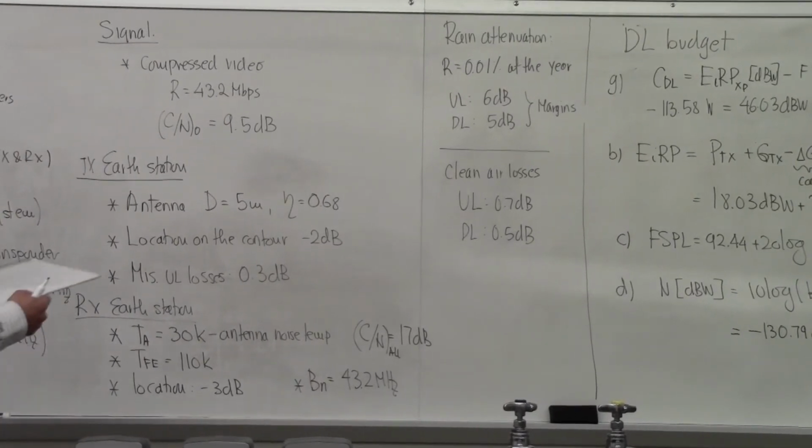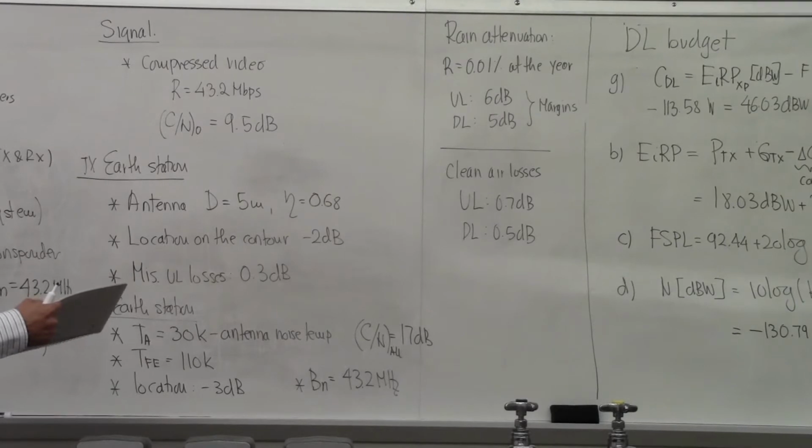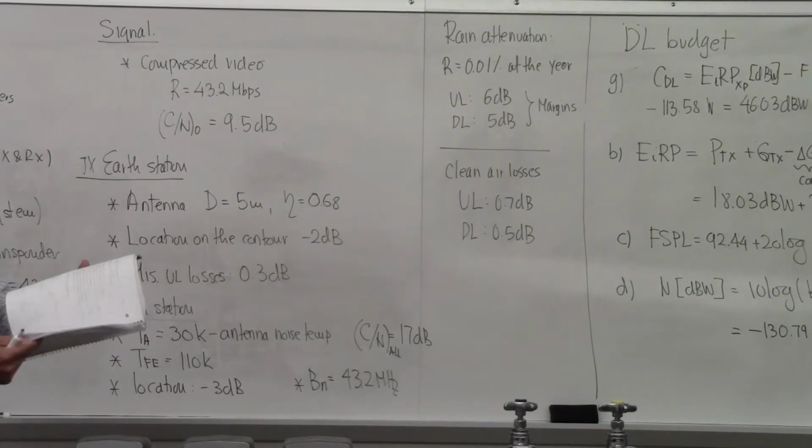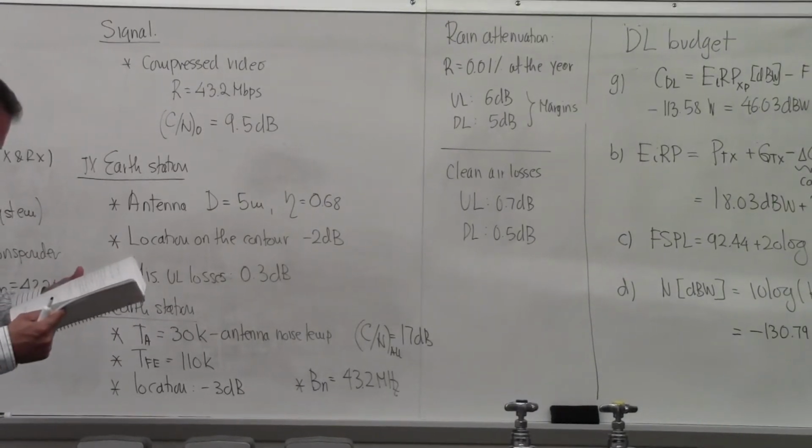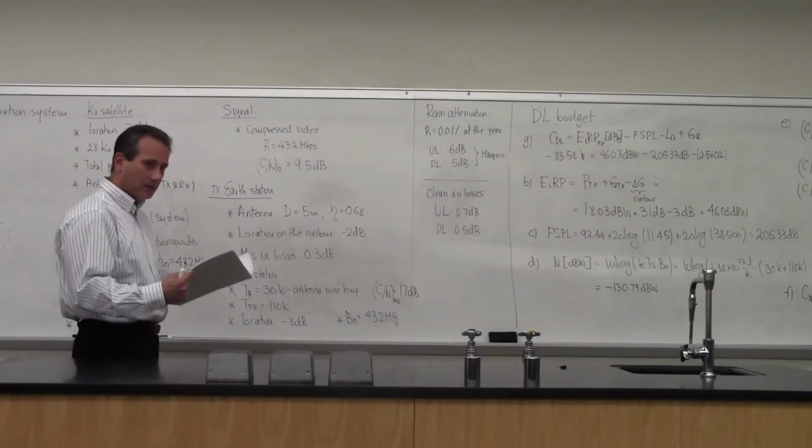It's, I guess, somewhere in the page. Yeah, downlink loss. Miscellaneous downlink loss. That's in the book, right?